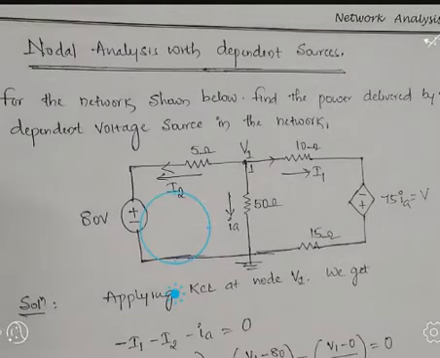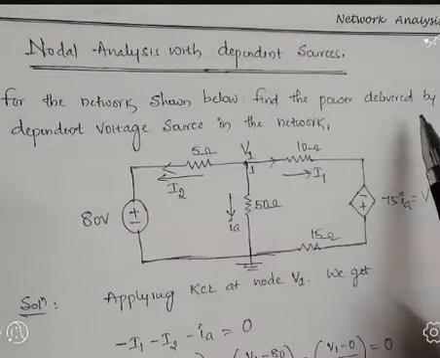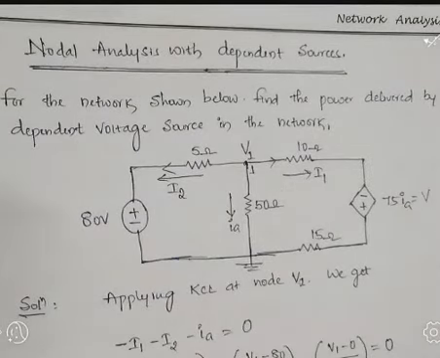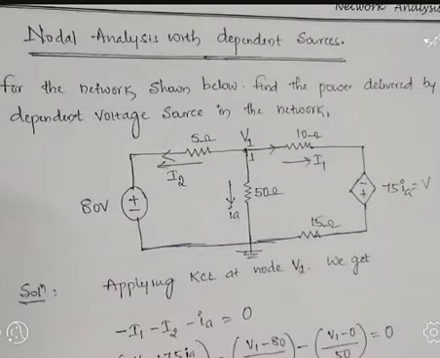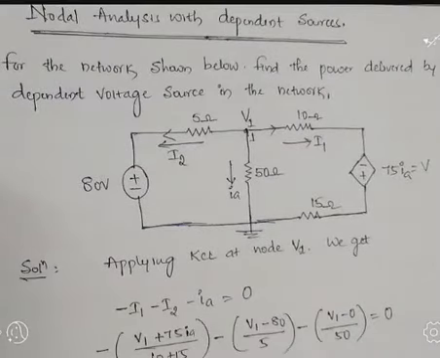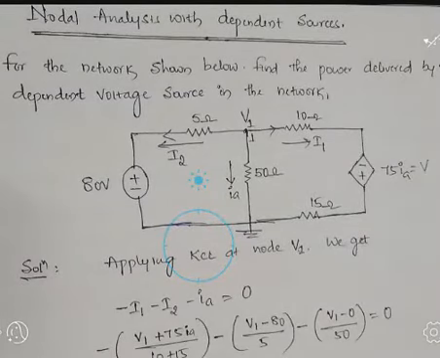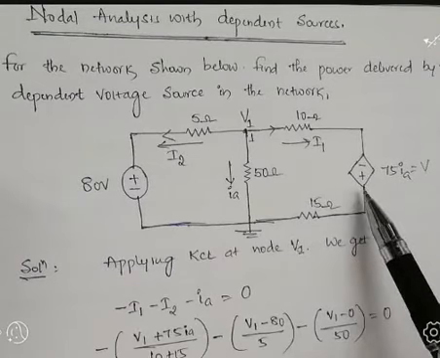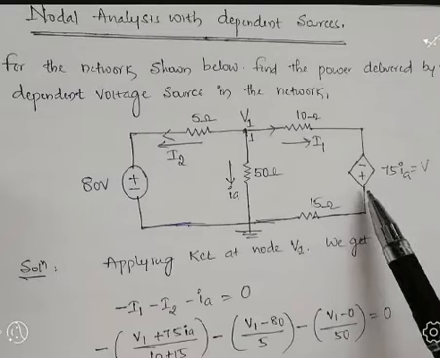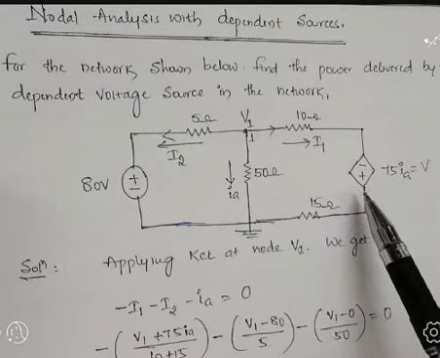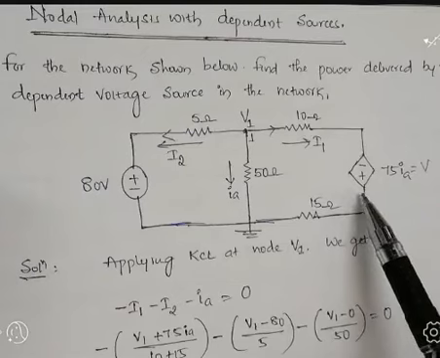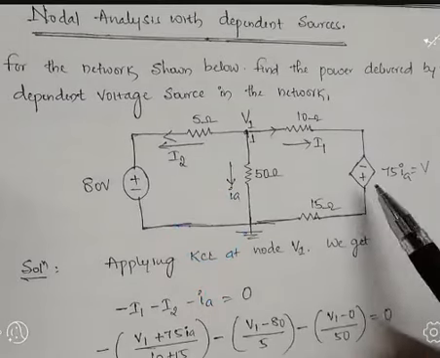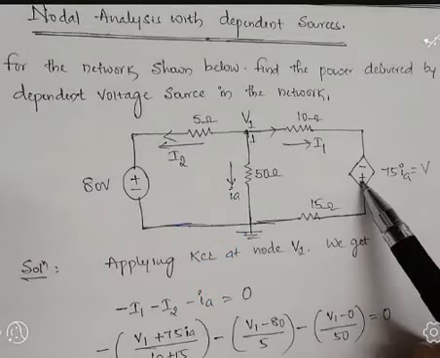For the network shown below, find the power delivered by the dependent voltage source in the network. In this network, we can see two sources are present. One is an independent voltage source, that is 80 volt here, and another one is a dependent source. Dependent sources are represented by the diamond symbol. Inside the diamond symbol, if an arrow mark is present, that indicates a current source. If polarities like minus and plus are present, that indicates a voltage source.